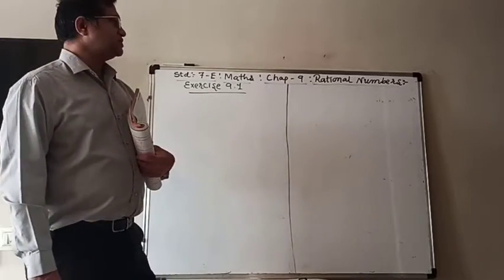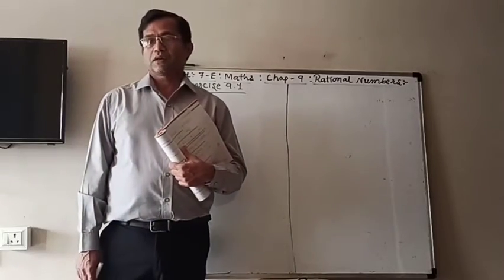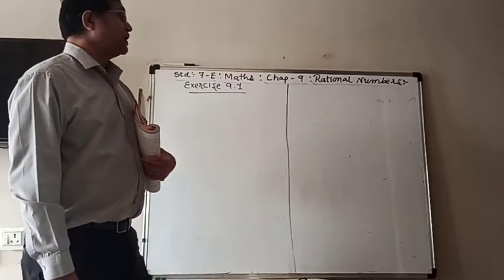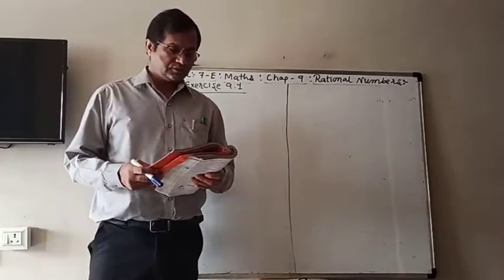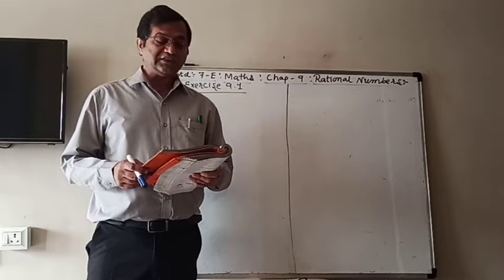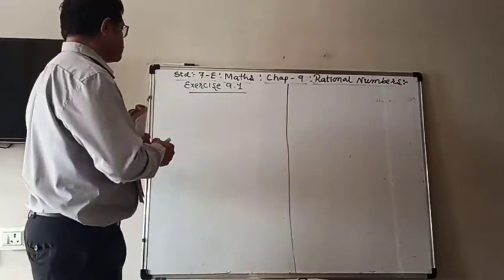Chapter 9, Rational Numbers, in which exercise 9.1 is going on. We completed question number 1, 2 and 3. So let's start with question number 4.